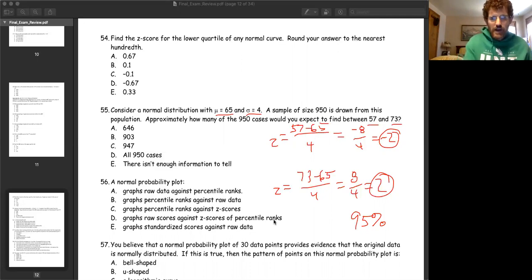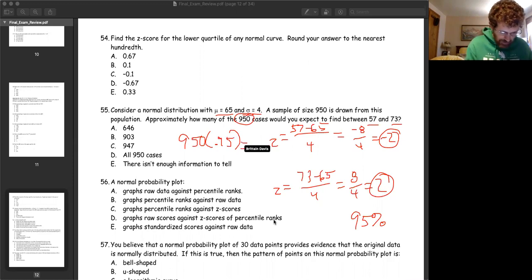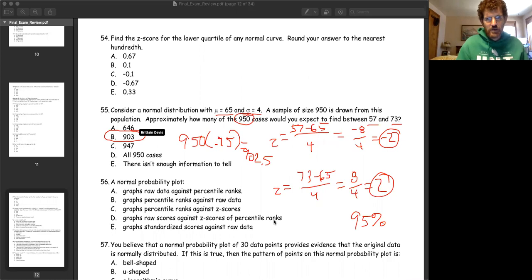Okay, so if I picked 950 people and it was a random representative sample, then I should have about 95% of these be in that range. So I'm going to do 950 times 0.95, which is 902.5. And we can see that 903 is the reasonable answer there.